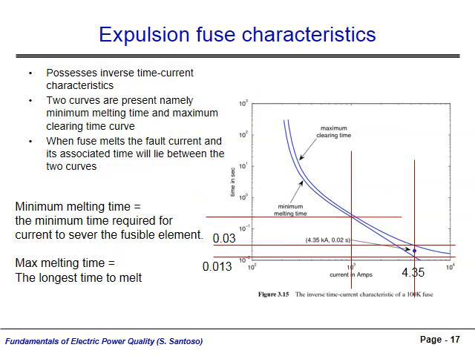The response of a fuse to a fault current is determined by the magnitude of the current. Fuses have an inverse time current characteristic, meaning that higher current magnitudes cause fuses to melt in a shorter period of time. This characteristic is defined by two curves, designating the minimum and maximum times that the fuse can take to melt and clear the current at a given current magnitude. Typically, fuses are modeled as melting at the average of the minimum and maximum melting times.